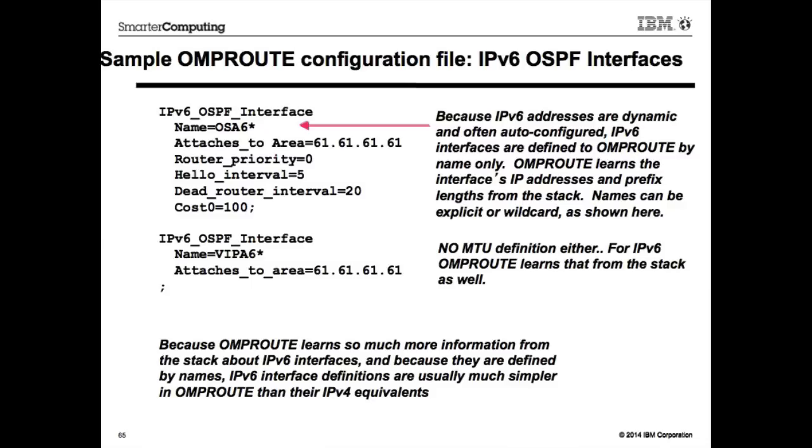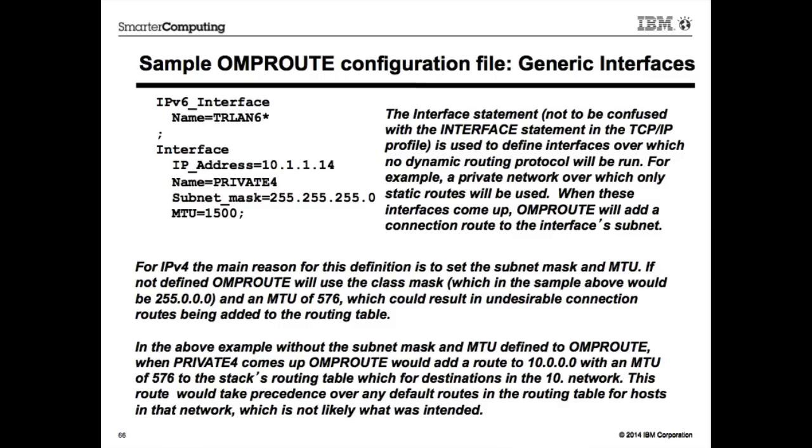VIPAs are the same way. Another thing you don't have to define in IPv6 OSPF is MTUs. I just got through saying you're in bad shape if you don't define an MTU for IPv4. Well, for IPv6, we learn the MTU from the stack. So for IPv6, OMPROUTE learns the MTU value for an interface and the IP addresses from the stack, so you don't have to define them. Because we learn so much more from the stack, the definitions are much simpler for IPv6 OSPF than for OSPF.